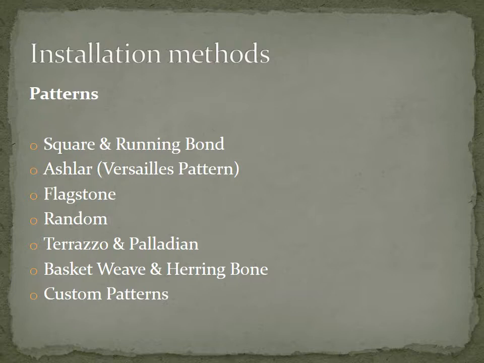A running bond pattern is similar to a bricklayer's pattern, where in one direction the joints are all the same in one line. In the other direction, they kind of stair step along, and the grout joint comes into the middle of the adjacent tile. So, you know, just like a brick layer pattern.